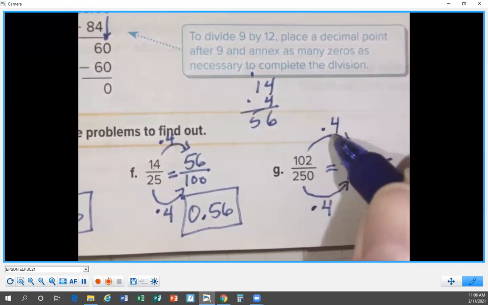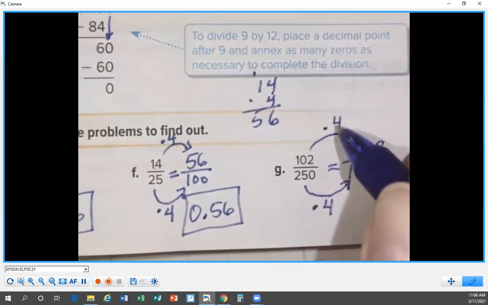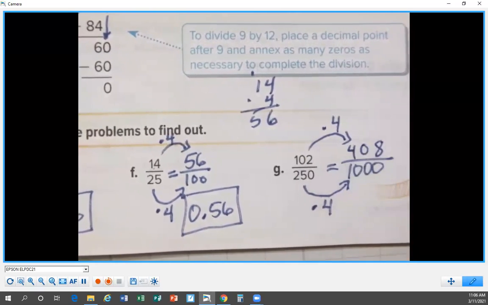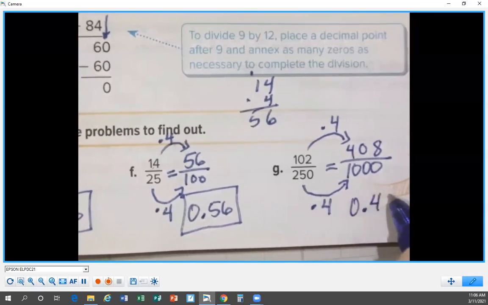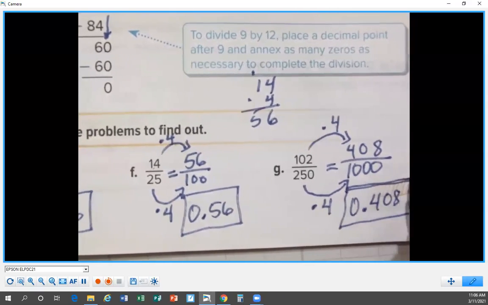And I don't have to carry or anything, so I can just multiply. 4 times 2 is 8. 4 times 0 is 0. 4 times 1 is 4. So 408 thousandths. So we would write that as 0.408. 408 thousandths is our answer.